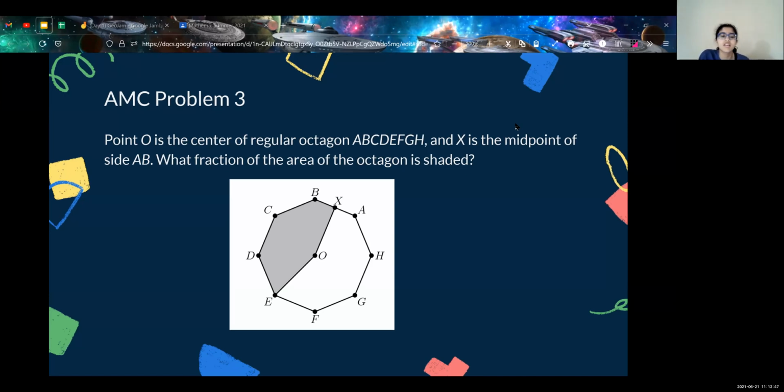This is probably easier than the previous question. So yeah, I shall give you guys until 11:14 or 13. And make sure you type your answer in the chat for this problem.